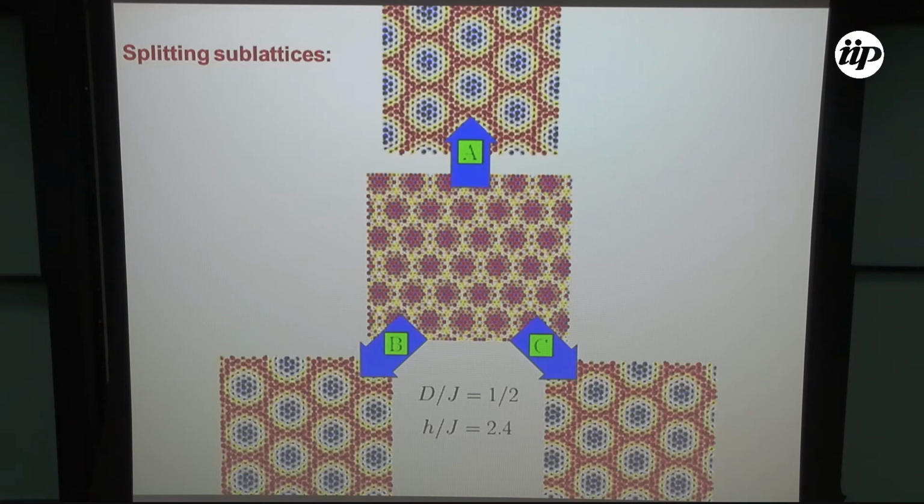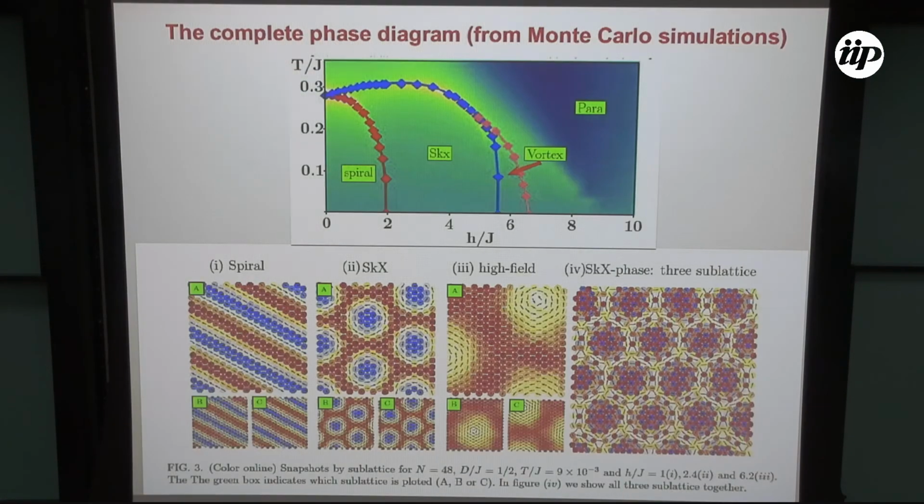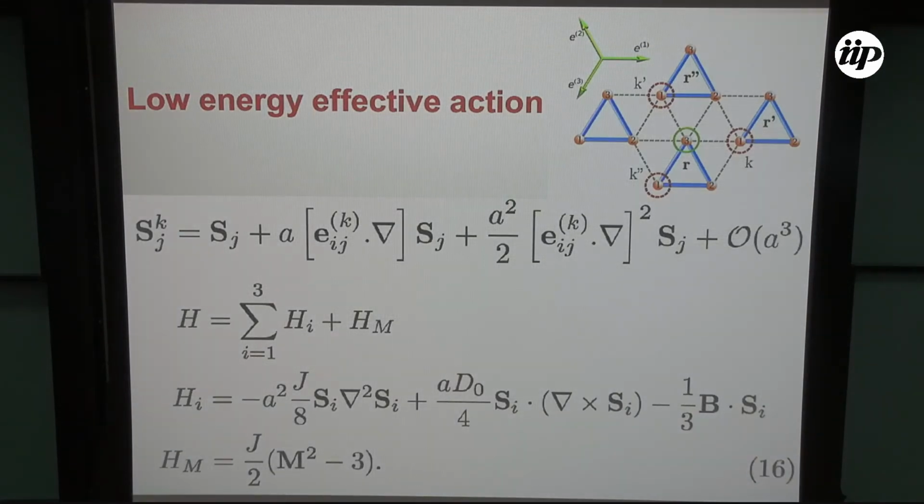But there was a shorter route, since we have three of these intertwined in the three regions. In fact, this is in the intermediate region, but if you look at what happens in the spiral phase, you also have three spirals on each of the sublattices, and also here. So what we did was to propose the spins in a similar ansatz.